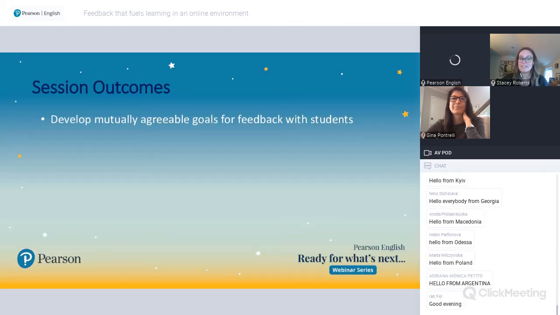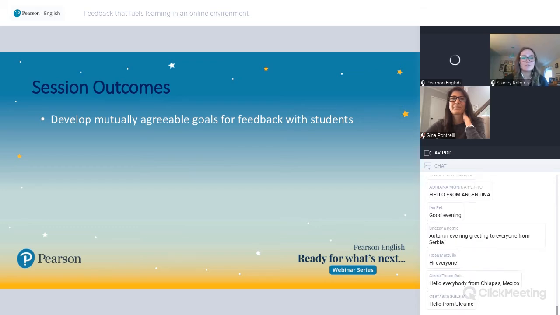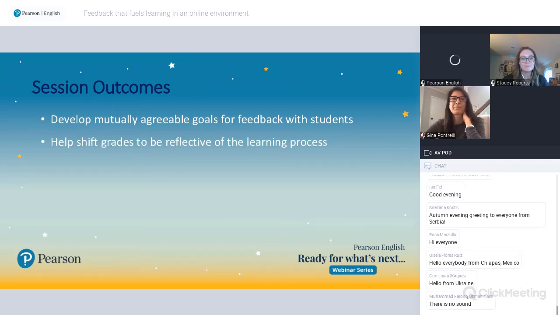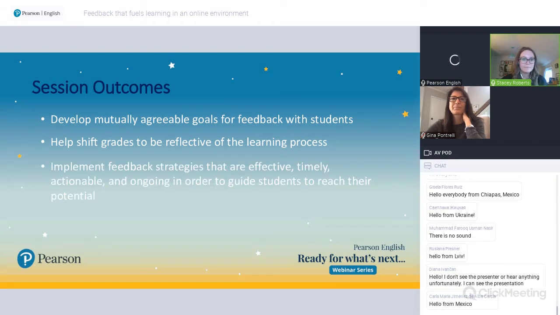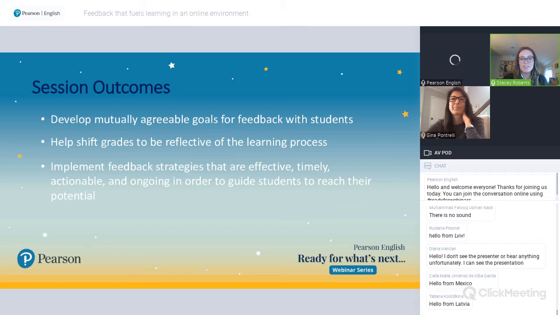So, in today's session, feedback that fuels student learning in an online environment, we will look at how to develop mutually agreeable goals for feedback with students, help shift grades to be reflective of the learning process, and implement feedback strategies that are effective, timely, actionable, and ongoing in order to guide students to reach their potential.